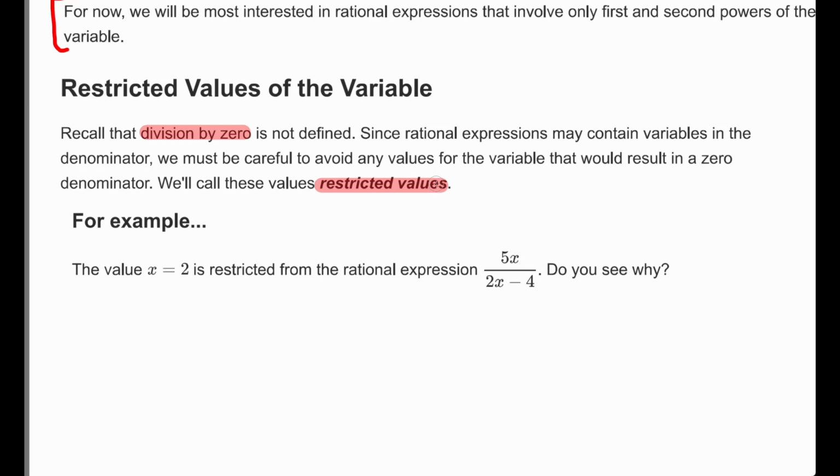Okay, there's going to be examples that we're going to go over that actually do this. Here's this first example right here. It says the value of x equals 2 is restricted because if you plug 2 in the bottom, so if you did 2 times 2, that's 4, minus 4, that's 0, you'd be dividing by 0. So that's why x equals 2 is restricted, because you'd be dividing by 0. Again, that's impossible in math.